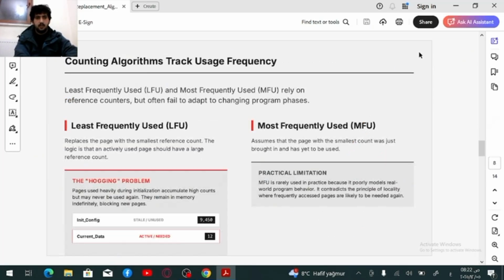Slide 9. LFU and MFU algorithms. LFU means least frequently used. It removes the pages with the smallest usage count. The problem is that old pages can stay in memory forever, even if they are no longer needed. MFU means most frequently used. It assumes that pages with low counts are new. However, MFU doesn't match real program behavior and is rarely used.